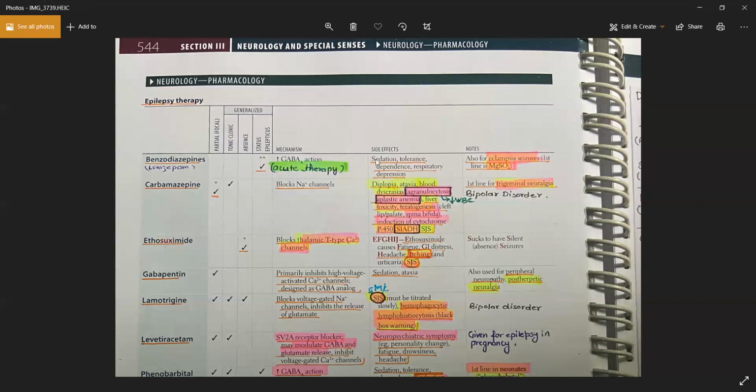Side effects again: sedation, tolerance, dependence, respiratory depression. You will hear them later again, not in psychiatry, but in the later pages. Then you have other uses of the benzodiazepines, like eclamptic seizures. Although the first line therapy for eclamptic seizures is magnesium sulfate, if magnesium sulfate is not available, you can also use benzodiazepines in the patient. Then you have carbamazepine, and that blocks the sodium channels.